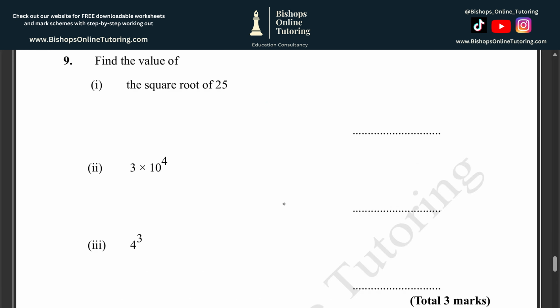Find the value of the square root of 25. So what number times by itself gives us 25? Well, that's going to be 5, because 5 times 5 is 25.